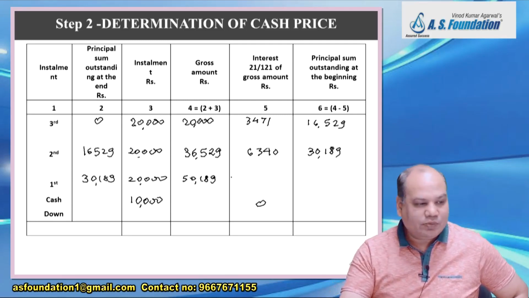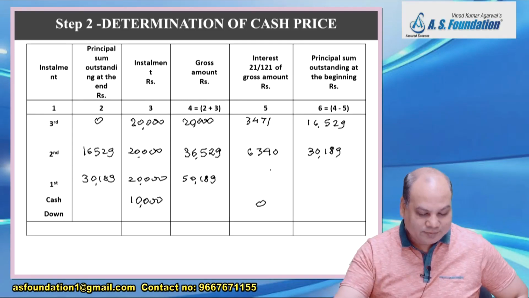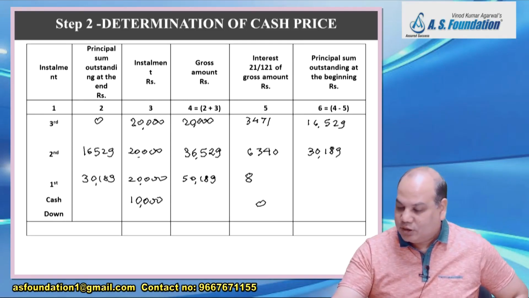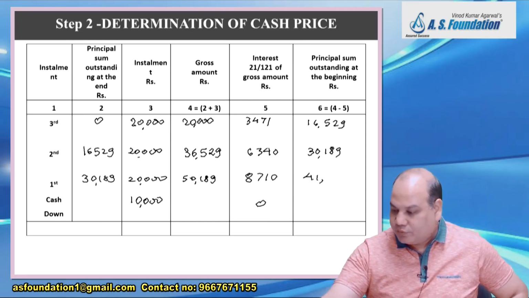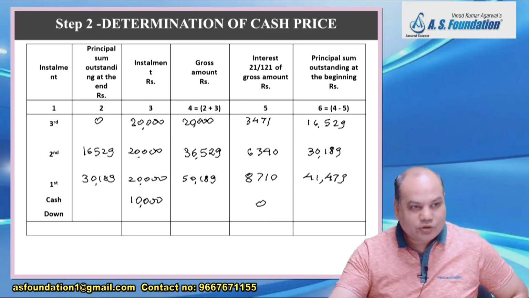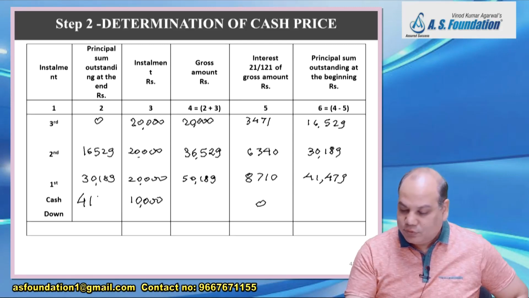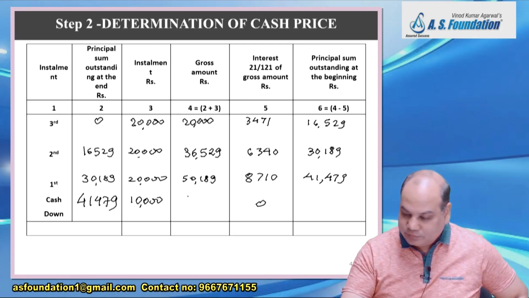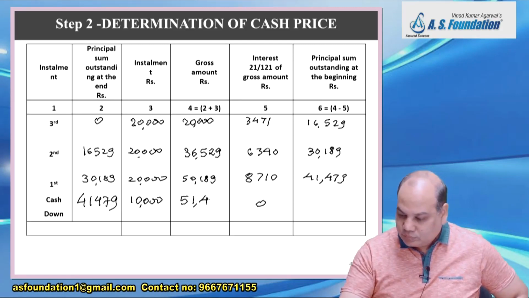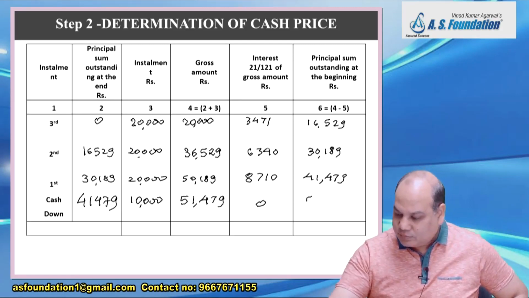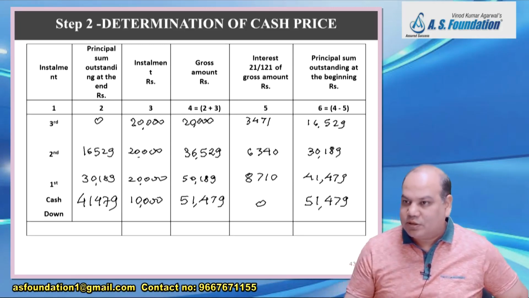30,189 plus 20,000 is 50,189, into 21 by 121. 8710, balance 41,479. 41,479 plus 10,000 is 51,479. This is the cash price.